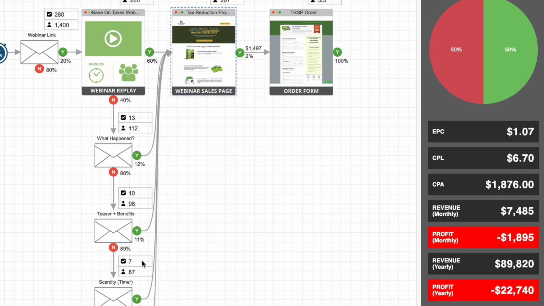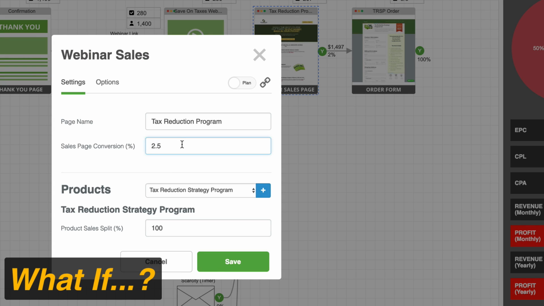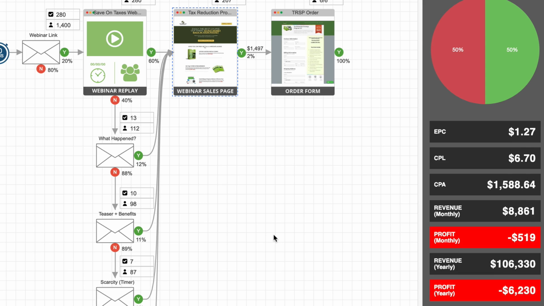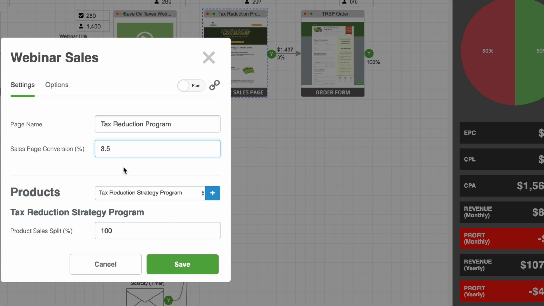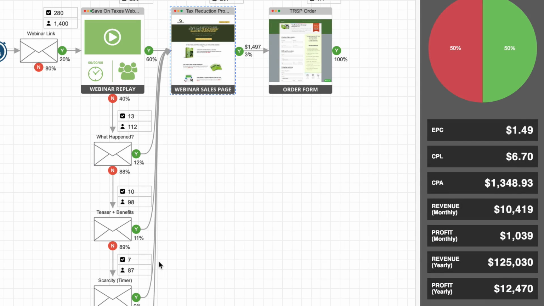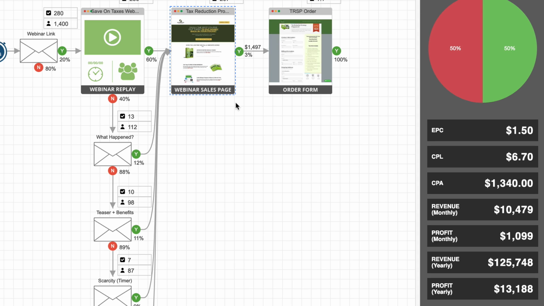So what you want to do is tweak these numbers to see what's the absolute bare minimum, the worst case scenario that we can actually roll out a funnel and make money with some of the bare bones low end metrics here, okay? So as you can see here, we need probably at least a 3.5% sales conversion just to make a decent profit. So you see now, we're at $1,099 a month, which isn't great, but the fact is we're getting customers without losing money. So are you starting to kind of see how this all comes together now?